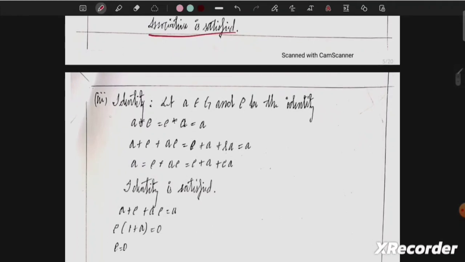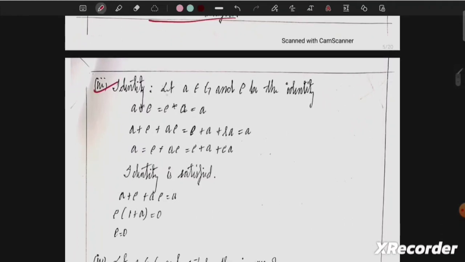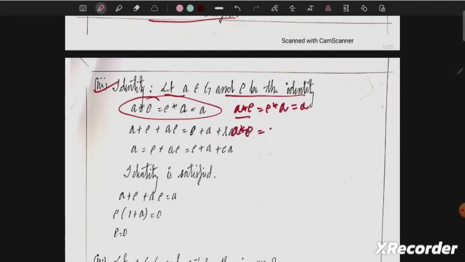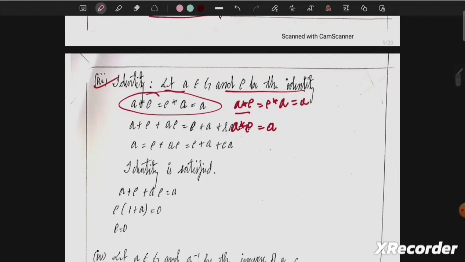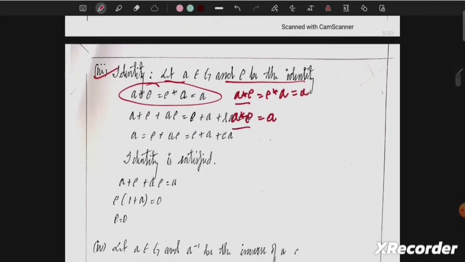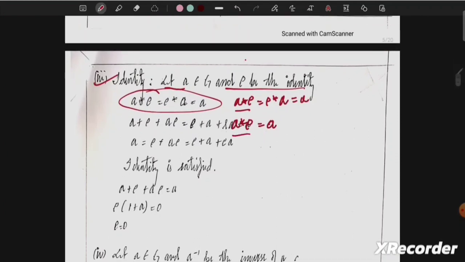The next one is the existence of identity element. Let A belong to G and E be the identity. The condition for identity element is given by A star E equal to E star A equal to A. If we use this one, A star E equal to A, using the defined condition, that is A star B equal to A plus B plus AB.